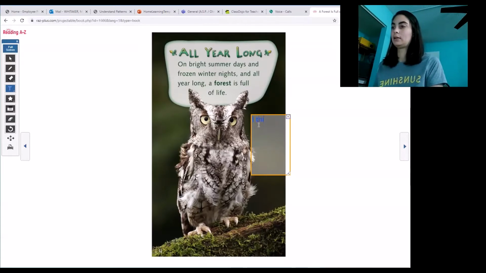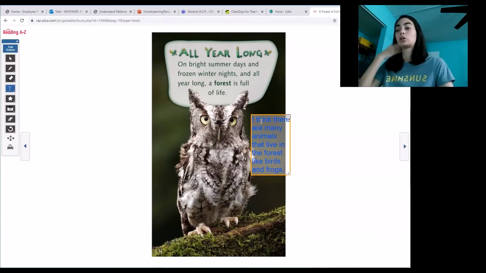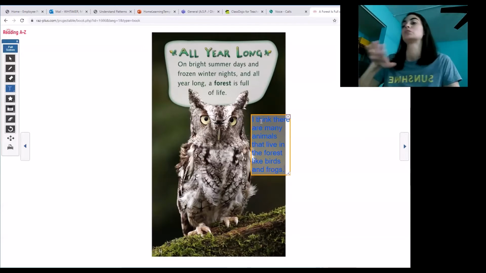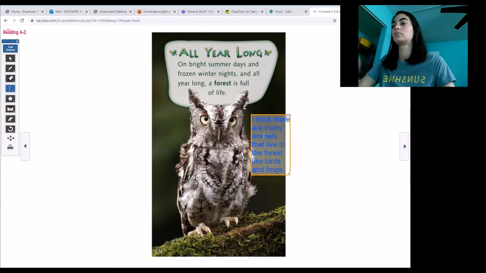So I think there are many animals that live in the forest. Like I said, birds and frogs. Okay, so that's my thought. That's my prediction. We don't know yet because we haven't gone through it, but I see a bird in this picture. It's an owl, so maybe there's birds in the forest. So you're gonna write down something. So think of something and write it down there. Make a text box.